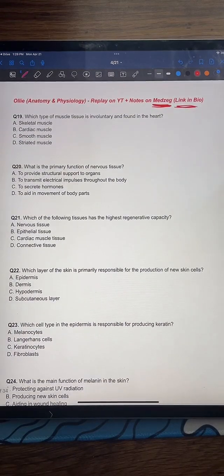Number 19. Which type of muscle tissue is involuntary and found in the heart?